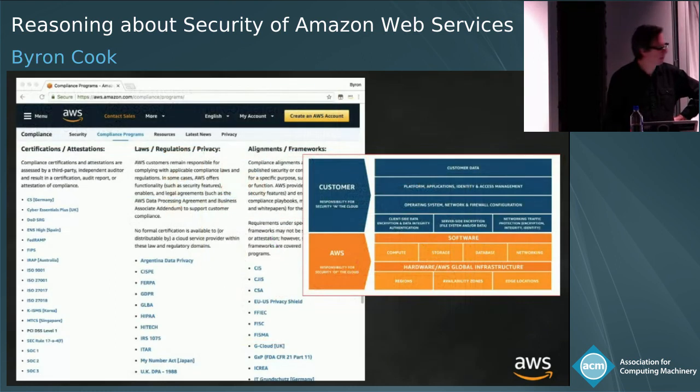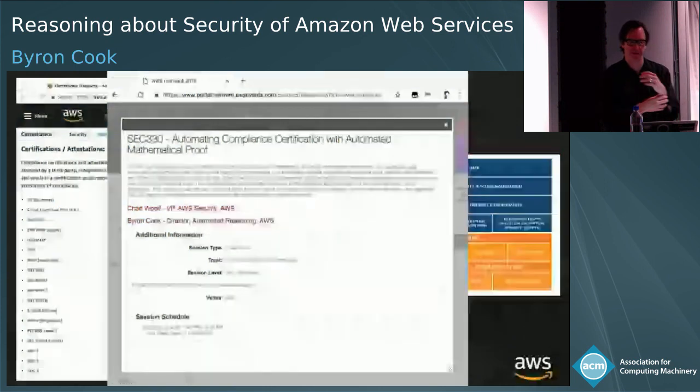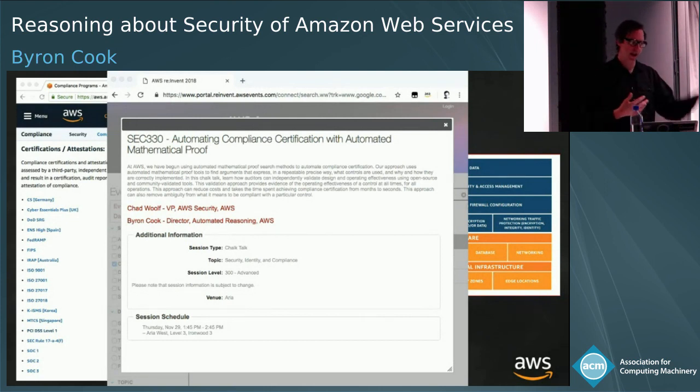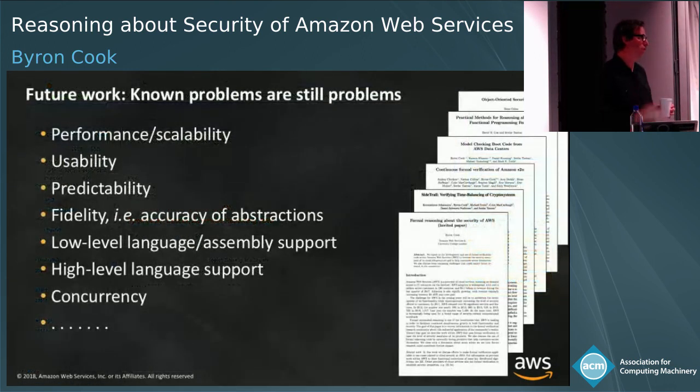Compliance is a really interesting one. I'm giving a talk at re:Invent right after Thanksgiving with a compliance auditor and the VP of compliance at Amazon about our use of formal verification on networks, policies, and source code to help establish compliance. I think there's a lot to be done here. And then all of the normal things: usability, predictability, fidelity, low-level languages, high-level languages, concurrency. All that still is a problem for us.